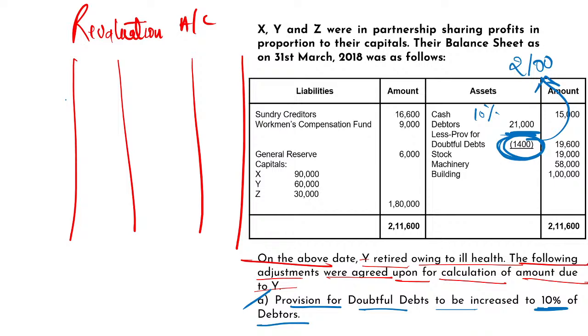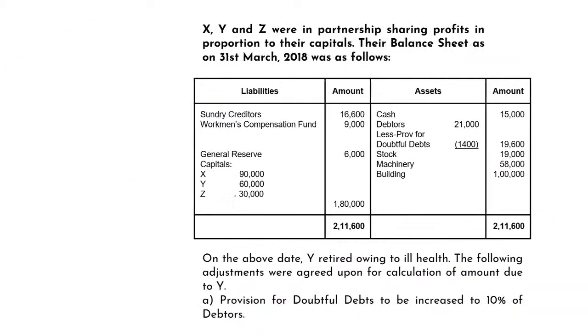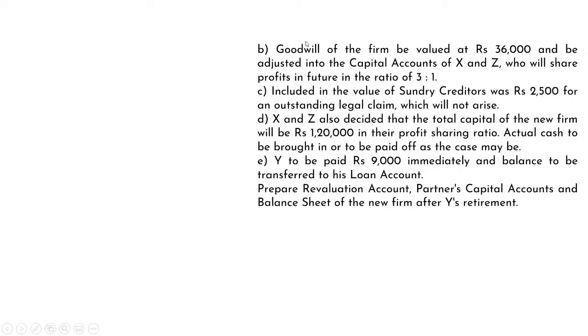Earlier the provision was 1,400, now it has become 2,100. So it is increasing by 700. So for provision for doubtful debts, the loss is 700. Coming to the next point, goodwill of the firm, that we will read later because goodwill is not recorded in the revaluation account.